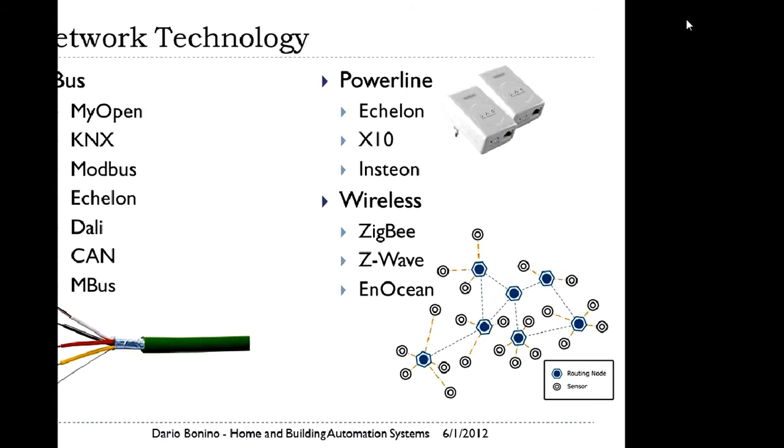There's not much to say about power line. It is pretty similar to the bus solution, but with the advantage that you can just exploit the already existing connection. So you don't need to wire other cables inside the home. And in that case, it's more useful for retrofitting existing installations, because you don't have to rewire the plant, you have just to plug the new devices.